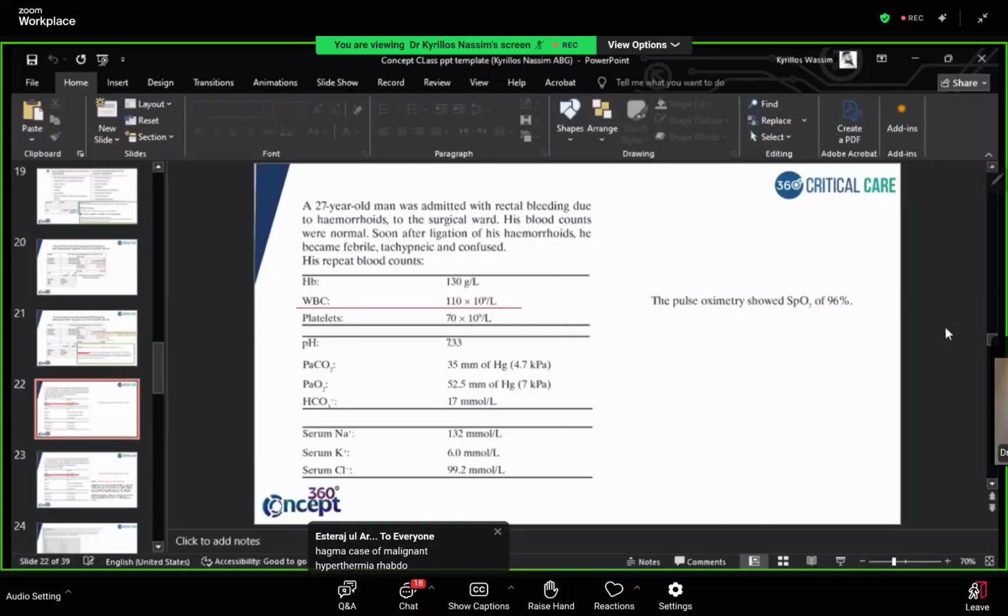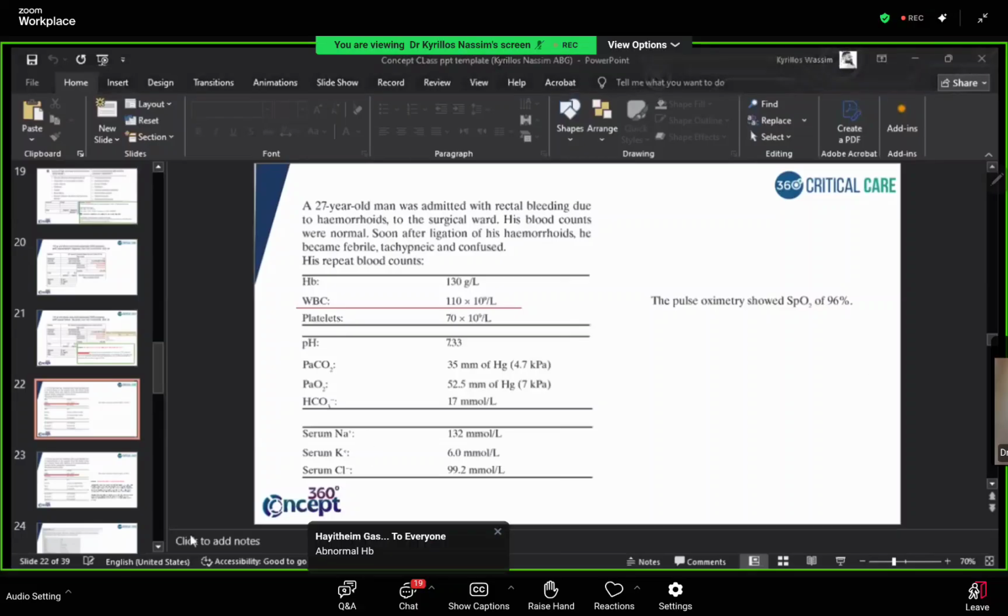So what is happening in this case? You must have a sharp eye for the key of all questions. Here you have hypoxemia in the arterial blood, but the pulse oximetry shows normal saturation. Let's go to the answers.